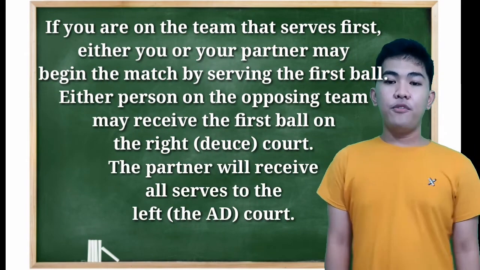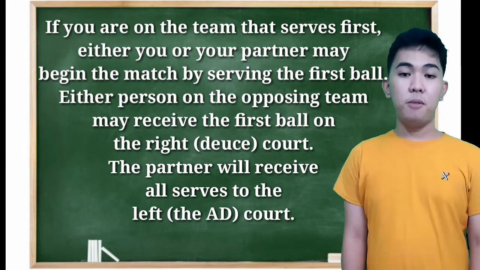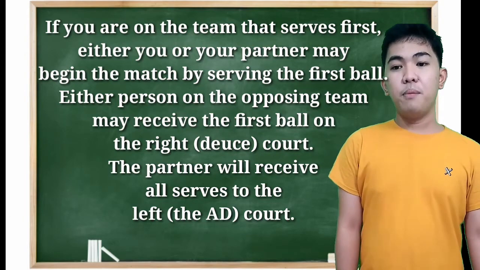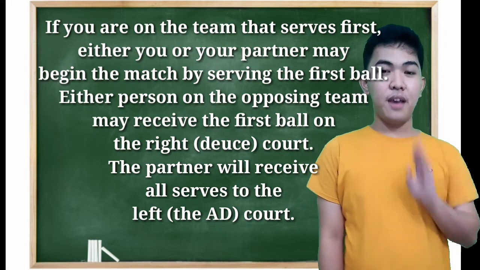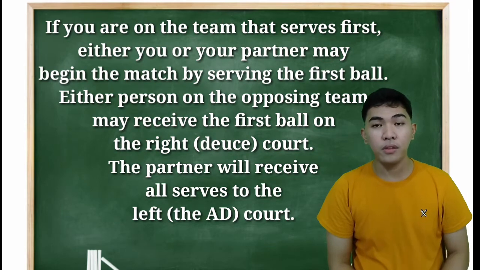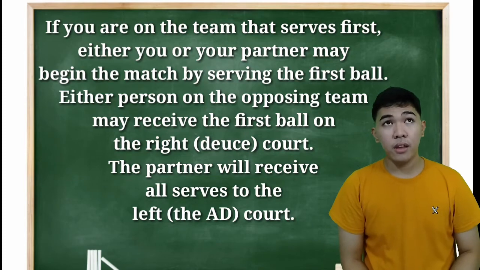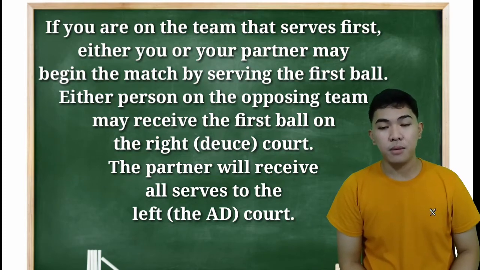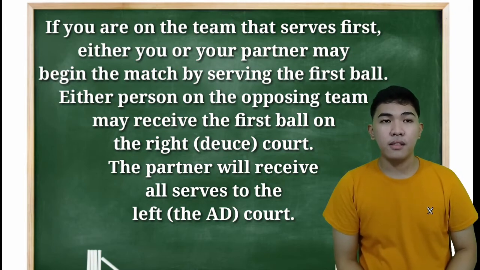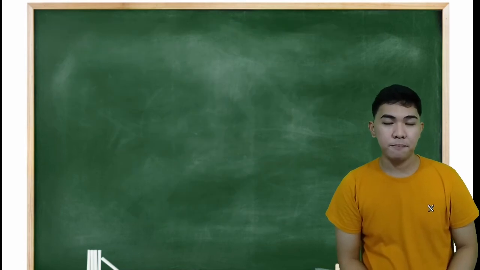Then the next rule: if you are on the team that serves first, either you or your partner may begin the match by serving the first ball. Either person on the opposing team may receive the first ball on the right court, and the partner will receive all the rest on the left side of the court. So if you are the team that is going to serve, any one of you can start the service, while if you are receiving, the first ball should be received on the right side of the court, and the following serves will all be received on the left side of the court.